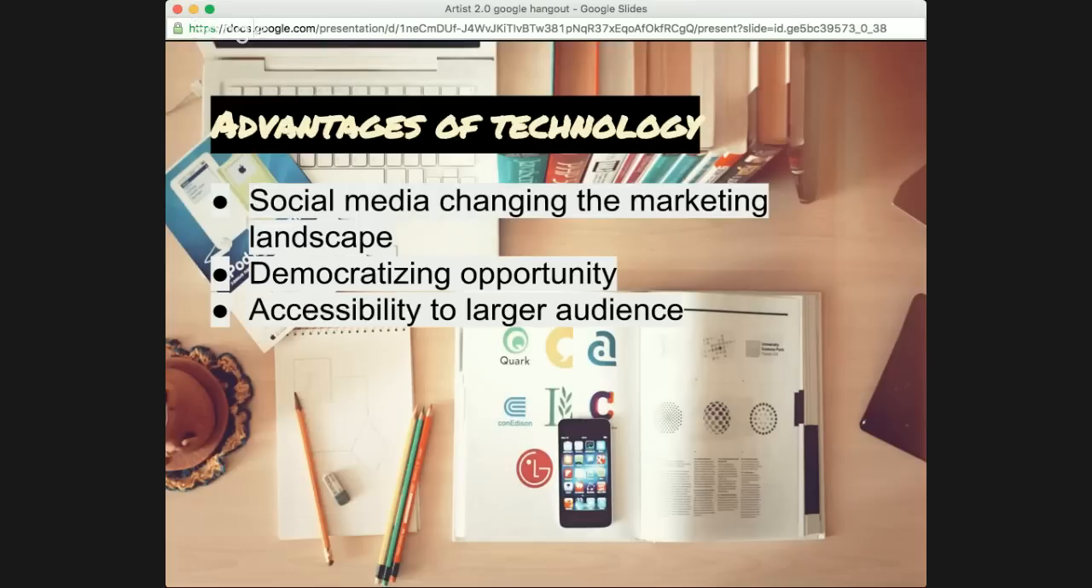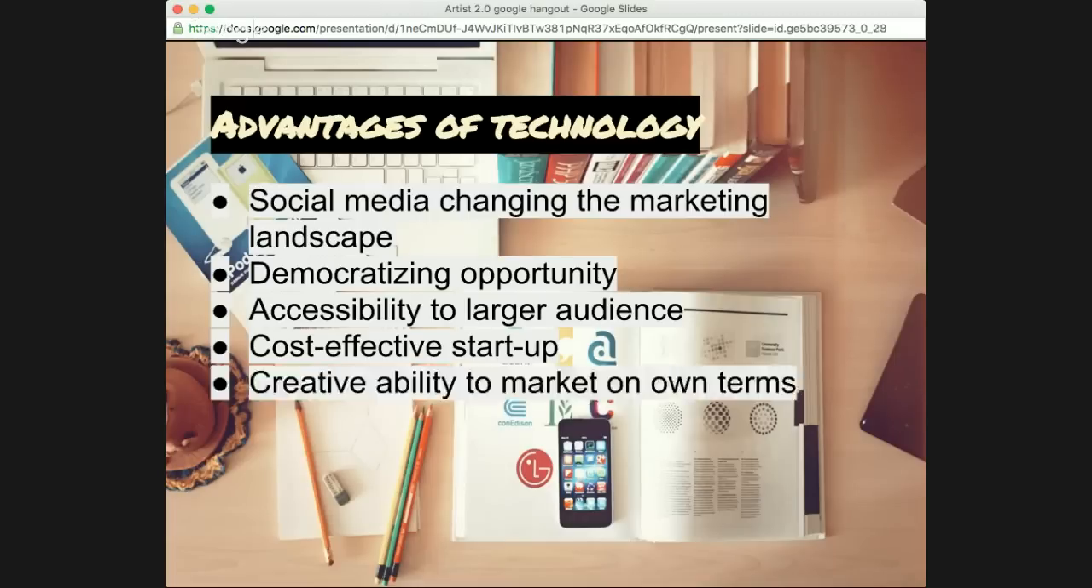We have accessibility to a larger audience. Because of social media and the web, we don't have just our local vicinity to market and promote our work. We can touch the lives of people across nations, all over the world, and that is a huge deal. This has expanded our reach beyond our local circle. And like I said, it's a cost-effective startup. You don't have to start with very much money. You don't have to put any funds towards marketing. You can use social media completely free as a very powerful tool in your marketing campaigns for your artwork.